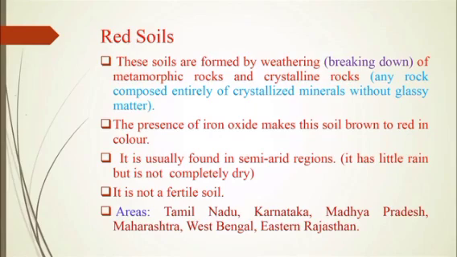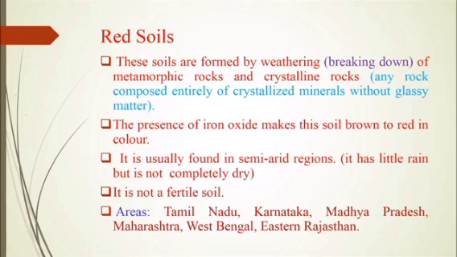The presence of iron oxide makes this soil brown to red in color. It is usually found in semi-arid regions. What is meant by semi-arid region? It has little rain but is not completely dry. That is semi-arid region. So it is not a fertile soil.